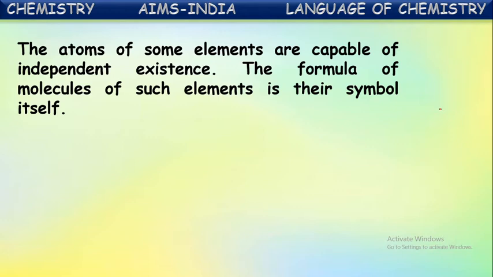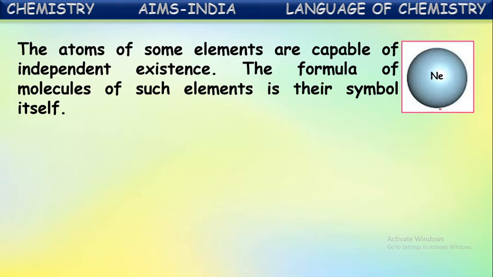For example, if you see neon, not only neon, mostly metallic elements and noble gaseous elements will exist as monoatomic substances. Their molecules will have single atoms. So as there are single atoms in their molecule, the chemical formula of those elements will be the symbol itself. Suppose the molecular formula of neon is Ne, because its symbol is Ne and its molecule contains only one atom of neon, so its chemical formula also becomes the same, Ne. Okay.